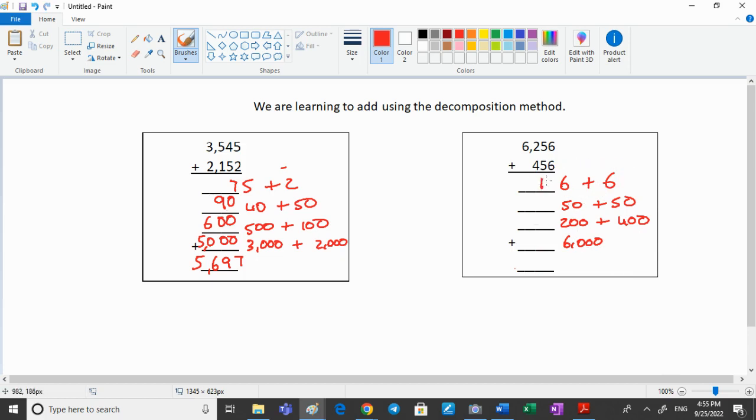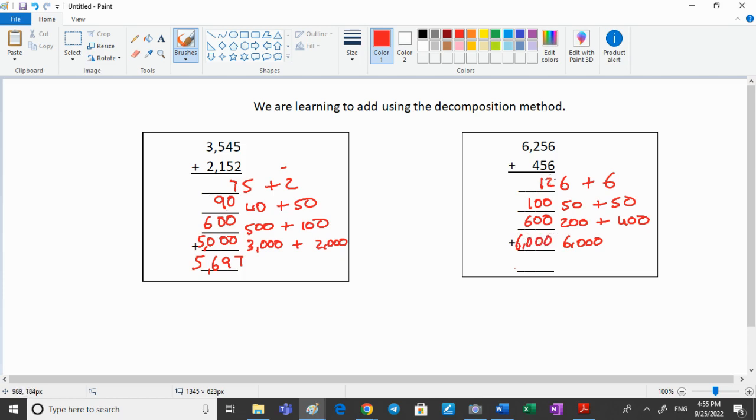6 plus 6 is 12. 50 plus 50 is 100. 200 plus 400 is 600. Again, make sure you're lining them up, all the ones, the tens, and the hundreds. 6,000, nothing else to add, it's just 6,000.